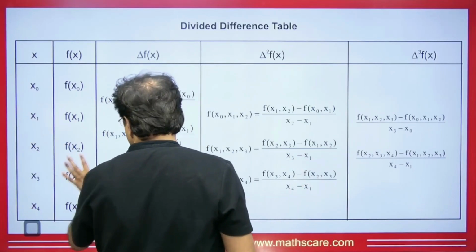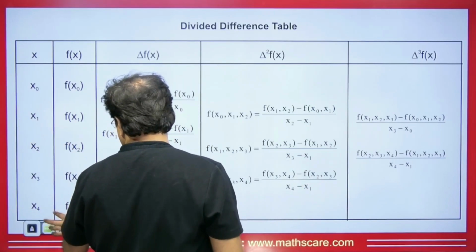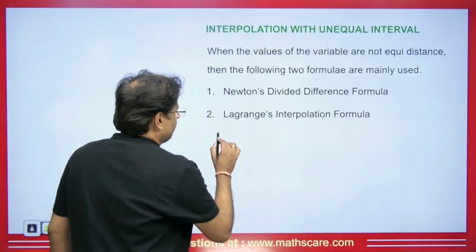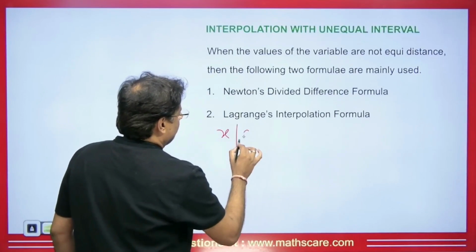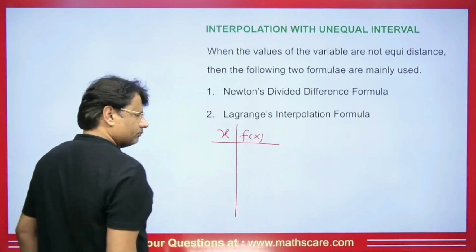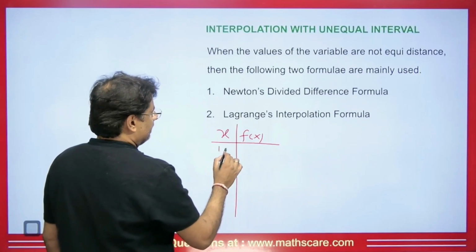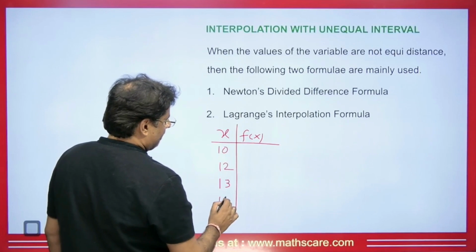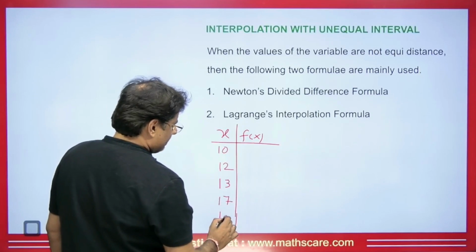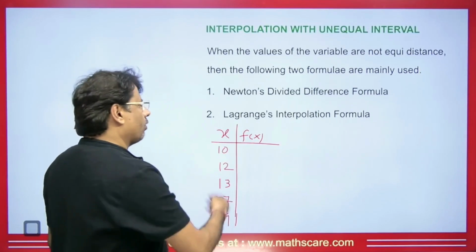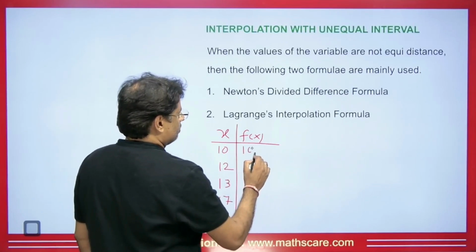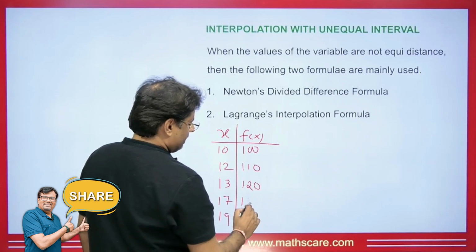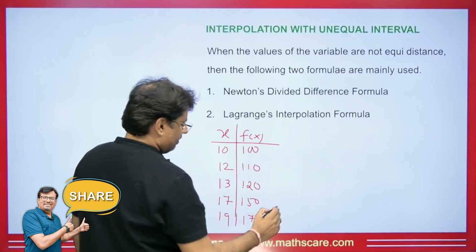Let's try to explain this with an example, students. Without an example, you won't understand things. So let's take an example and try to understand it. Okay, students, suppose we have x given here and we have fx given here. So 10 is given here, 12 here, 13 here, then 17 here, and let's say we have 19 here. According to this, let's say fx is given as 100, this is 110, this is 120, this is 150, and this is 170.